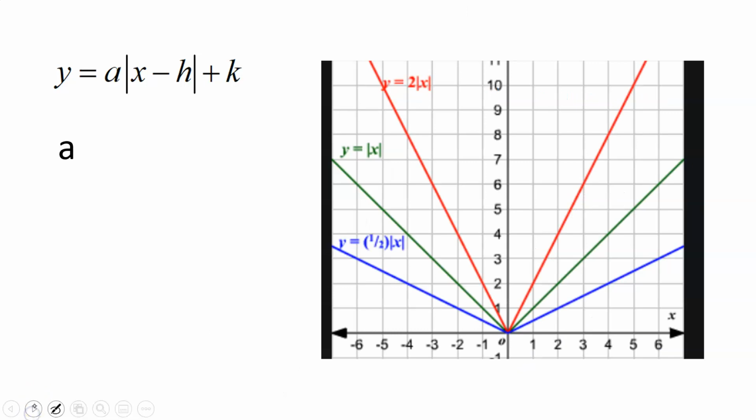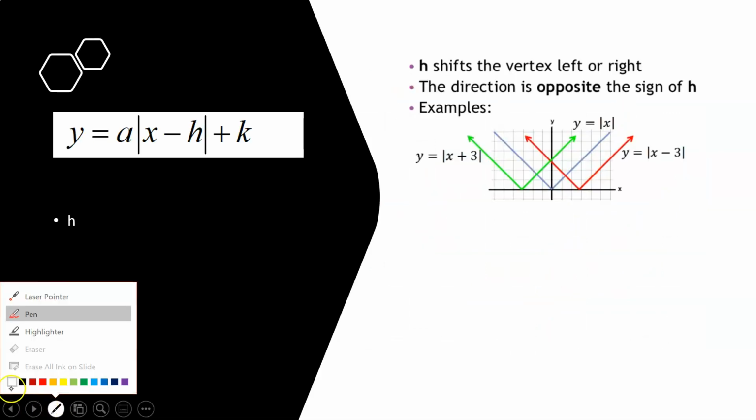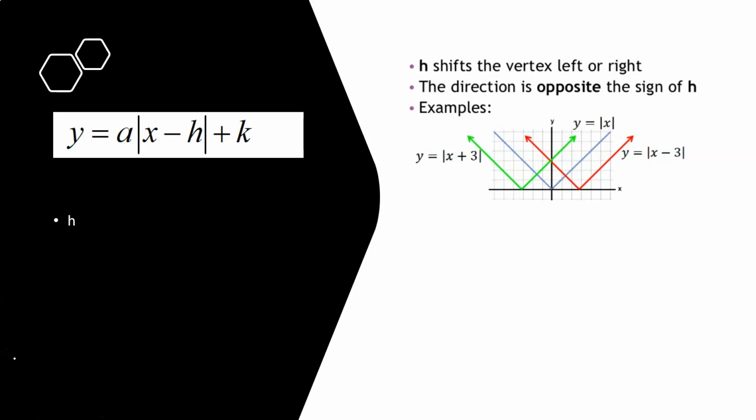All right, the next piece is not the A, it's the H that we are looking at. The H is right there in the equation. And there's not always these pieces, but if they're present, this is what happens. H up here shifts the vertex left or right. And the thing to know is it's opposite of the H in the equation. So if you have a positive H, you'll be going left. If you have a negative H, you'll be going right.